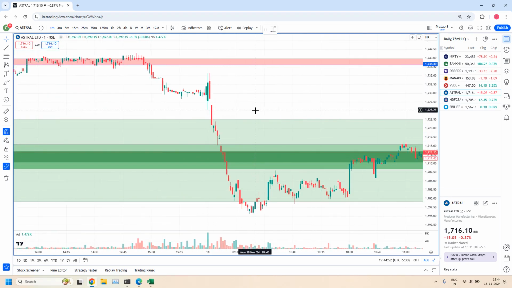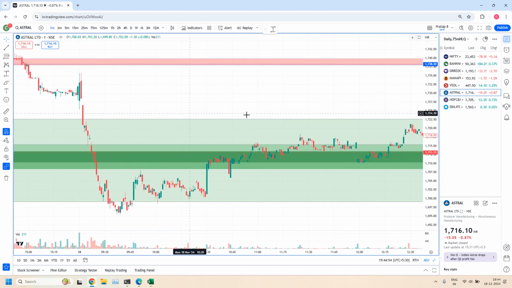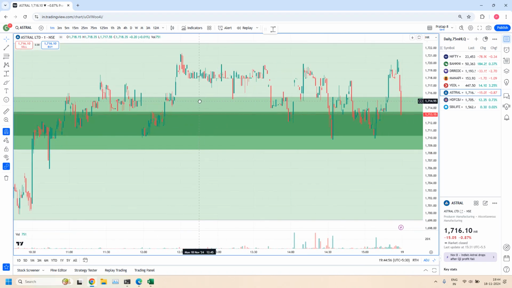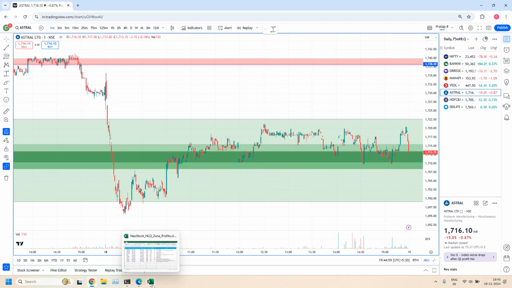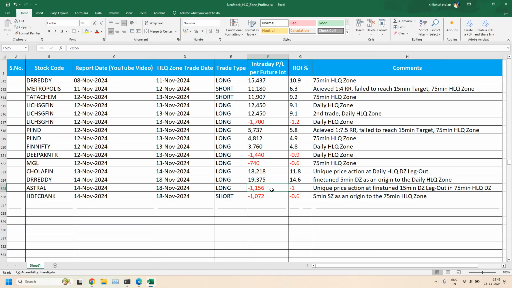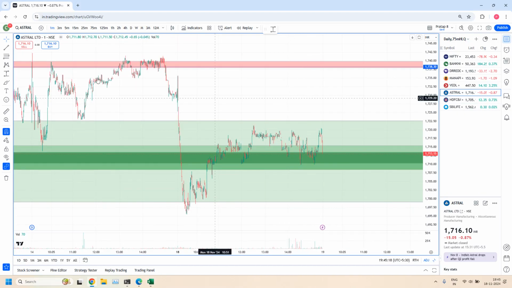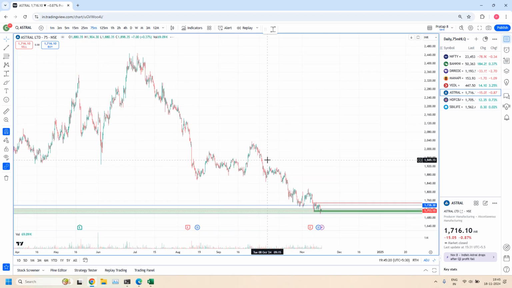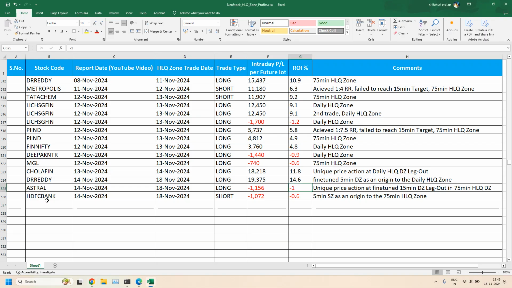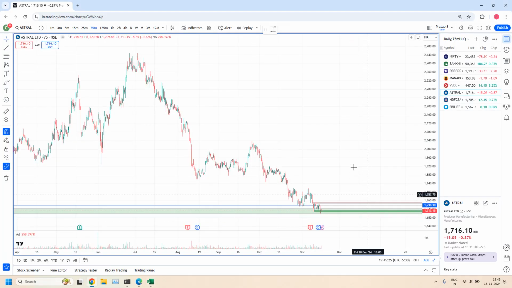Okay, anyway, it is violated. Because it is violated, our stop loss is hit. And how much loss we got? You will get 1,156 rupees loss, which is 1% negative ROI. Exactly 1%. This is about Astra. And the next one is one more stop loss we got hit. That is in the HDFC Bank short trade.